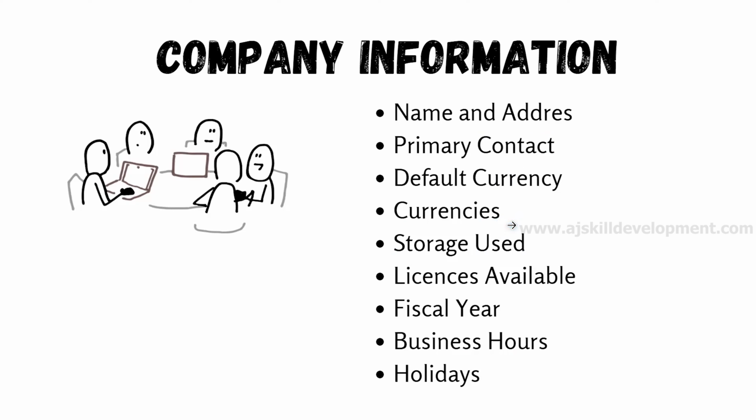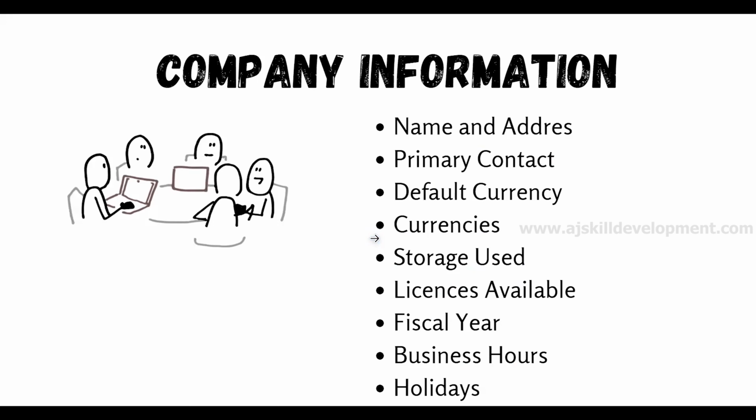And the currencies: if your company is expanding to different parts of the world, to other countries, then when you enable multiple currencies, these currency setups will get unlocked. We'll check in the org how to do that. Then storage used: how much storage your org has used, the data usage, you can check here. And licenses available: how many licenses you have used and how many are left over, all that information is available here.